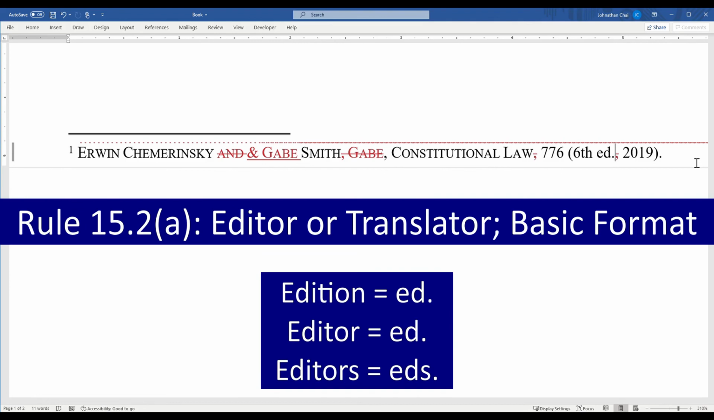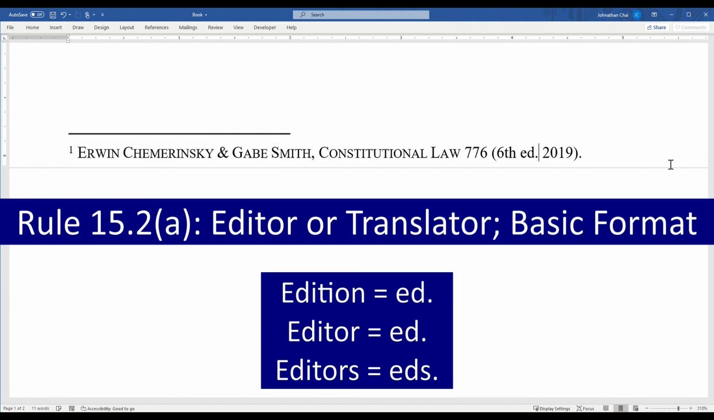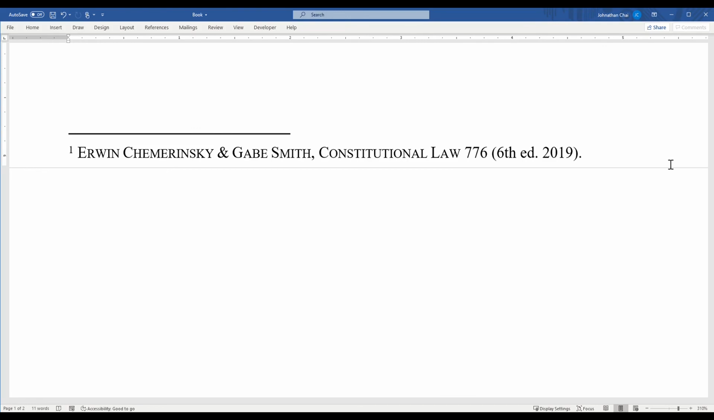Note that under Rule 15.2a, editor and edition are both abbreviated as "ED.", but a comma is included after the "ED." when it is an abbreviation for editor instead of edition. We have now finished editing this citation of a book.